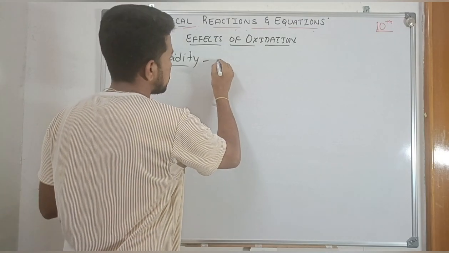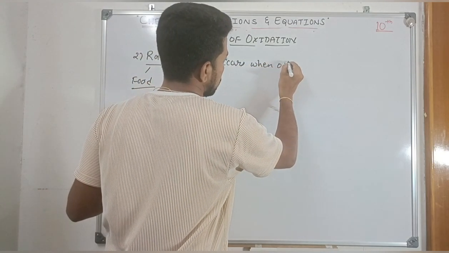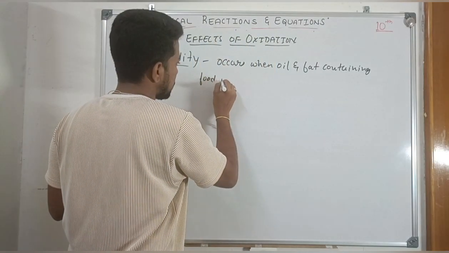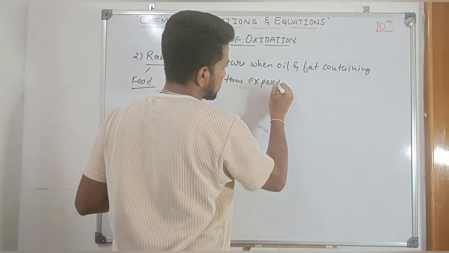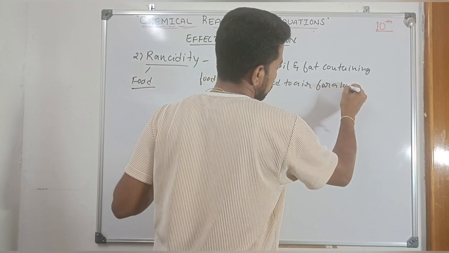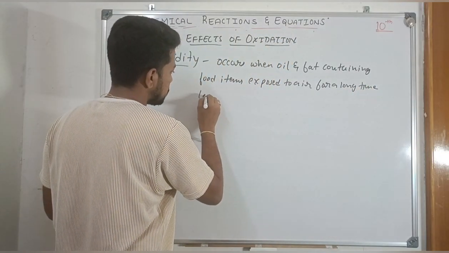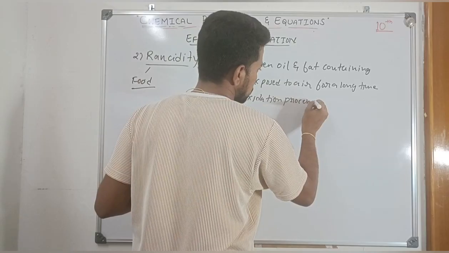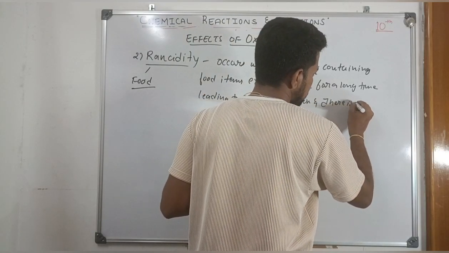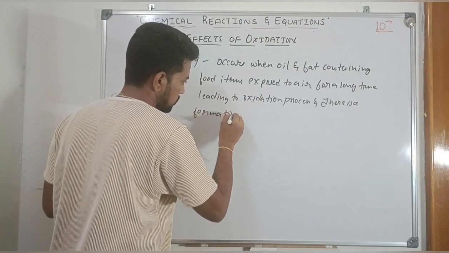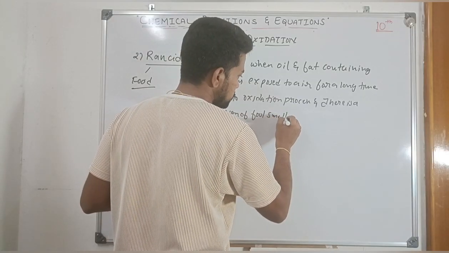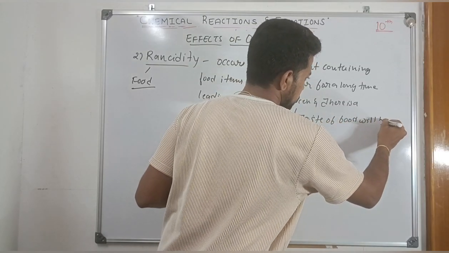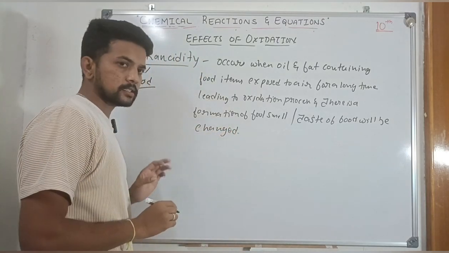Rancidity occurs when oil and fat containing food items are exposed to air for a long time, leading to oxidation process, and there is a formation of foul smell, and the taste of food will be changed. This process is called rancidity.